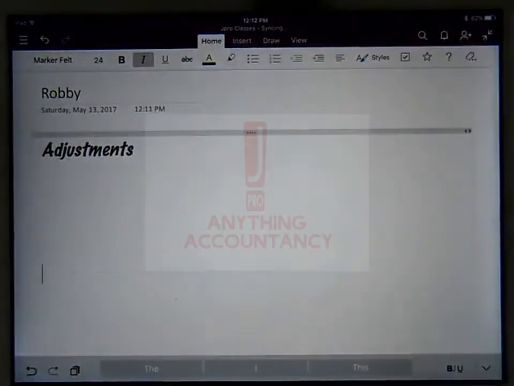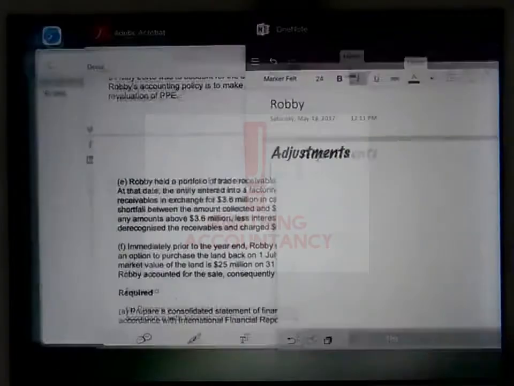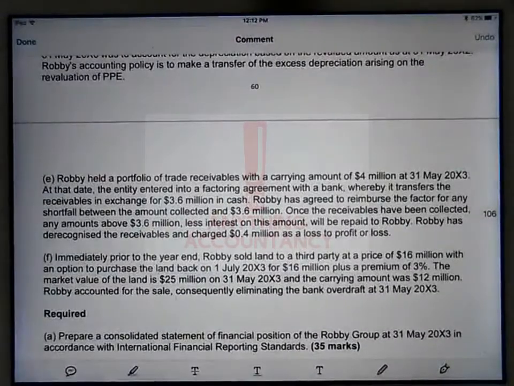Okay, we'll start at the bottom first, as usual. Alright? Let's look at the last adjustments. Work through the last adjustment. Okay. Immediately prior to year end, Robby sold a land to a third party at a price of 16 million with the option to purchase the land back. Okay. On 1 July 2003 for 60 million plus a premium of 3%.